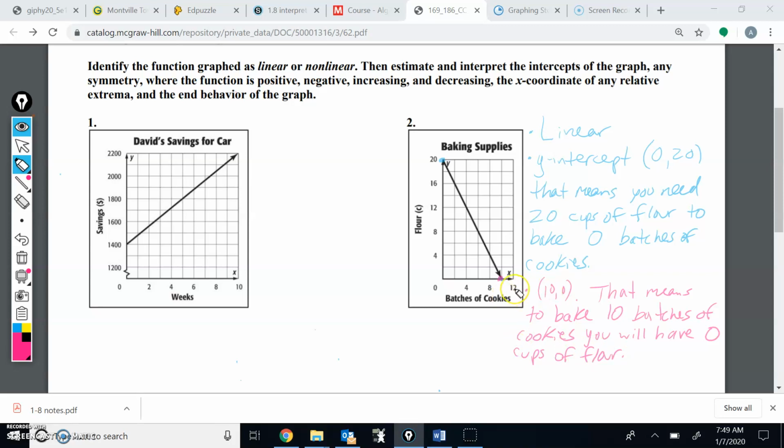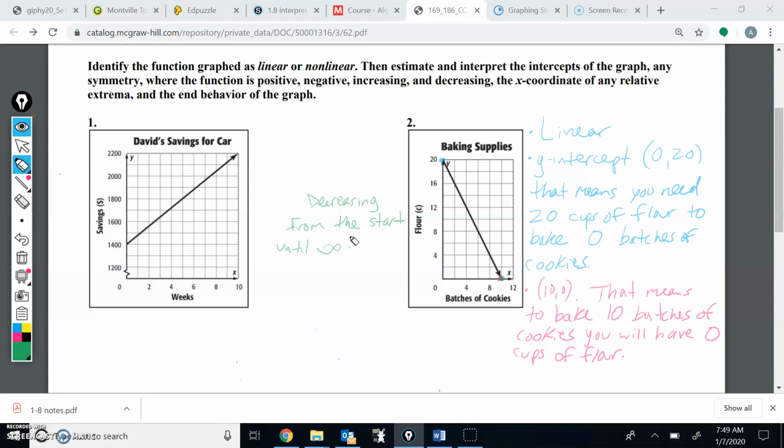The 10 represents the cookies, the 0 represents the flour. Let's talk about whether it's increasing or decreasing. The graph is going down, so it's decreasing from the start, and then it continues decreasing until forever. You can say until infinity.